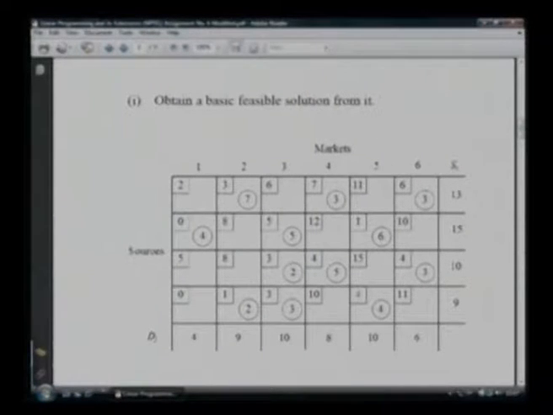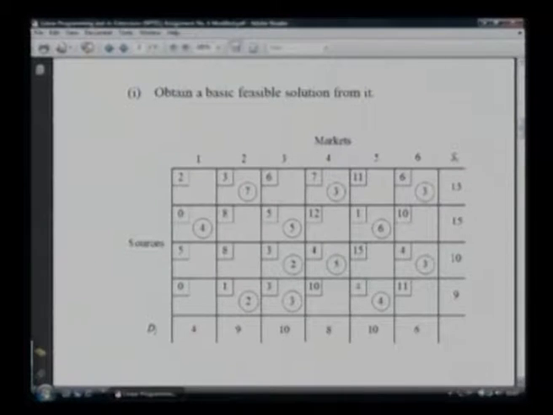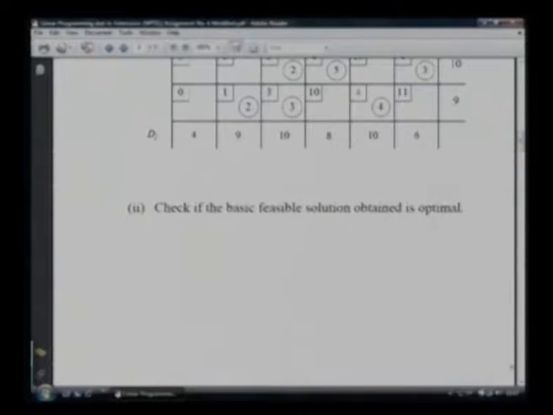I first want you to find a basic feasible solution from this given feasible solution. Because the number of cells is more than 9, you will have quite a few theta loops, and you have to get rid of the theta loops and then obtain a basic feasible solution. Do that, and then check if the basic feasible solution obtained is optimal.